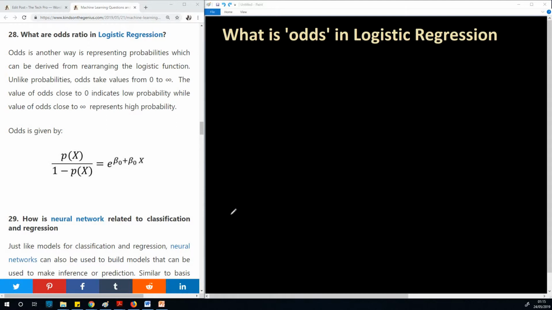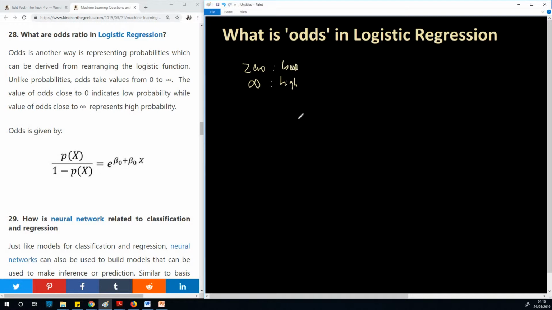So, unlike probabilities, odds take values from 0 to infinity, while probability takes values from 0 to 1. The value of odds close to zero shows low probability, while the value of odds close to infinity means high probability. So basically, it is about the same thing as probability, just a different representation.